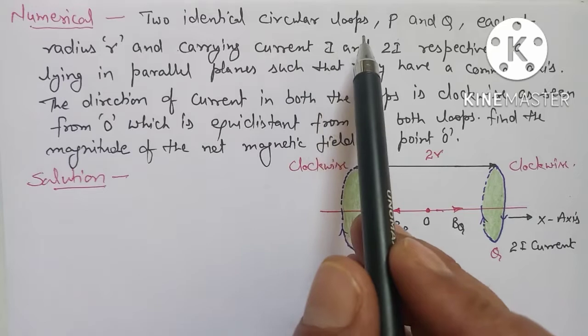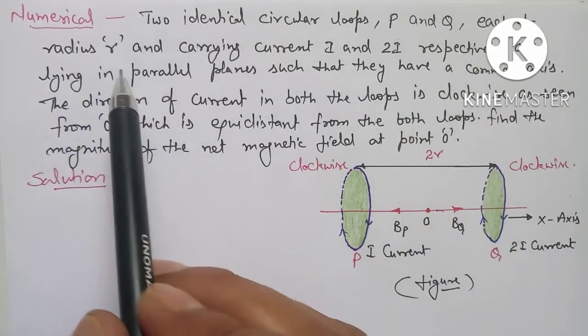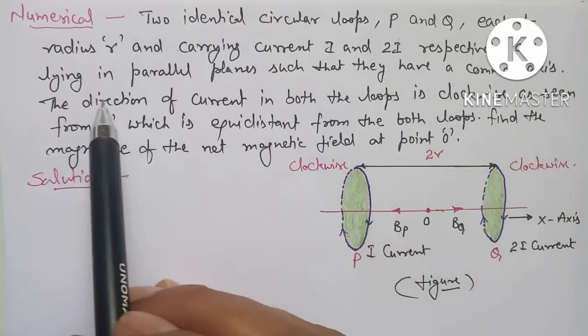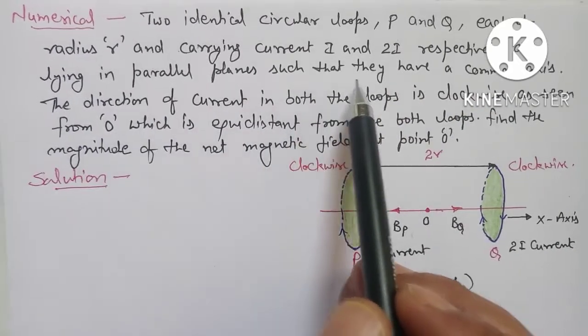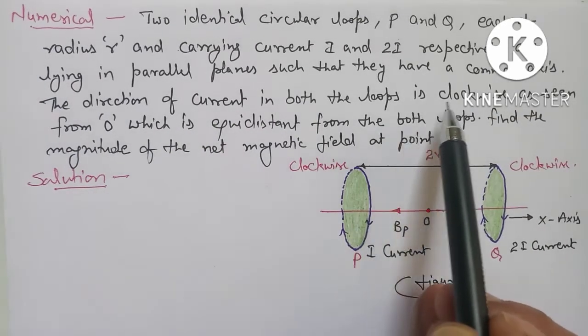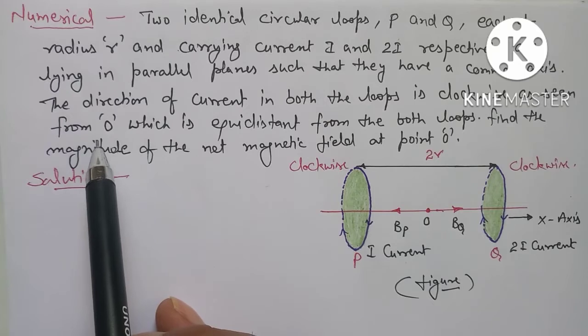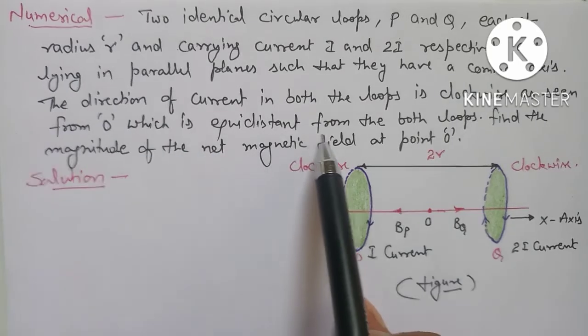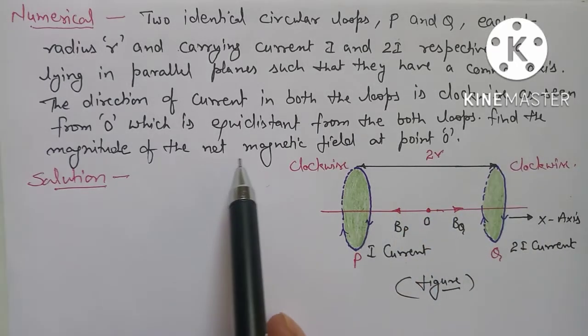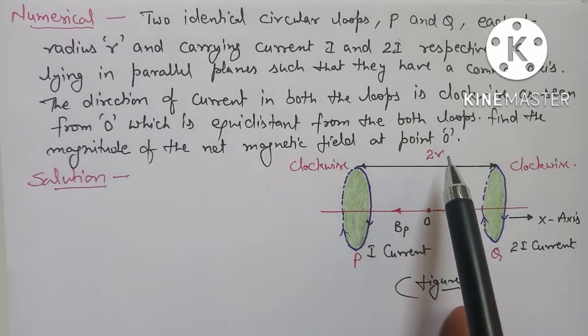Two identical circular loops P and Q, each of radius R and carrying current I and 2I respectively, are lying in parallel planes such that they have a common axis. The direction of current in both the loops is clockwise as seen from O, which is equidistant from both loops. Find the magnitude of the net magnetic field at point O.